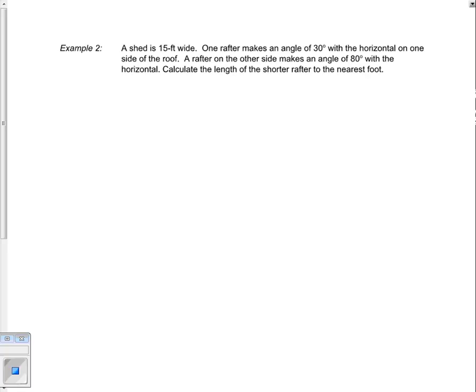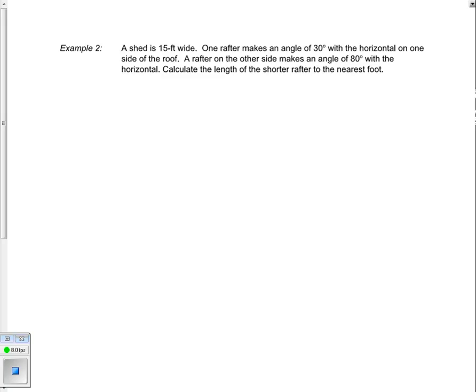Look at a second example here. In this case, we've got another design situation where we have a shed that's 15 feet wide. We know that one rafter makes an angle of 30 degrees with the horizontal on one side of the roof, and a rafter on the other side makes an angle of 80 degrees with the horizontal. So we want to calculate the length of the shorter rafter to the nearest foot.